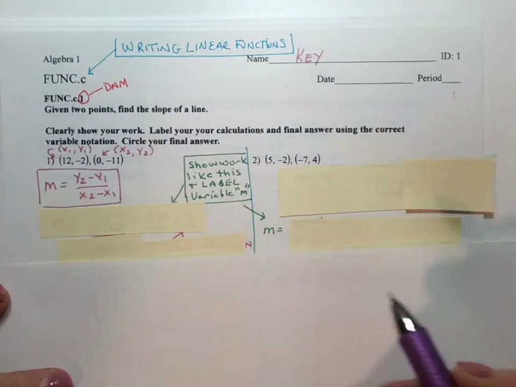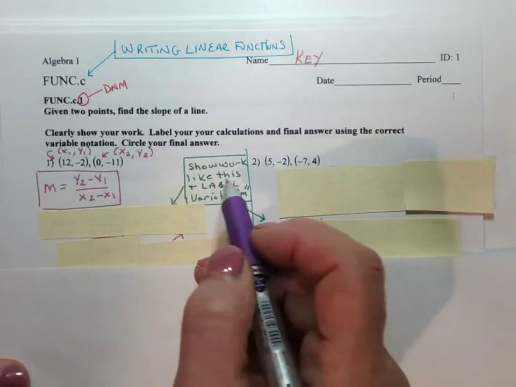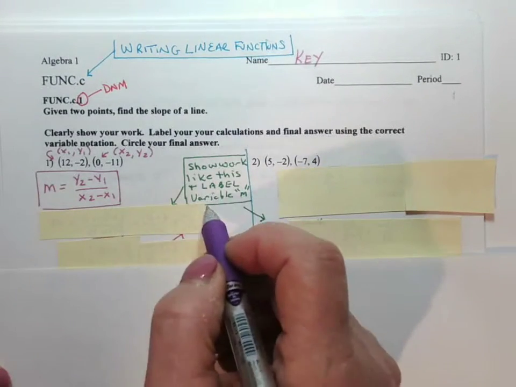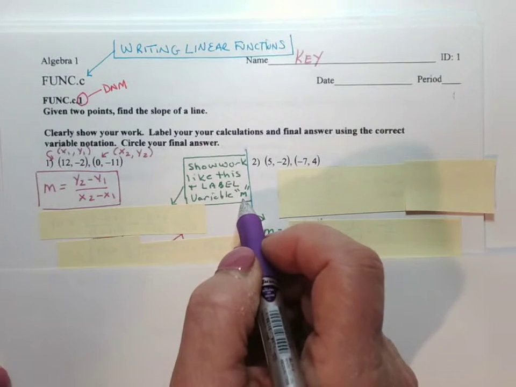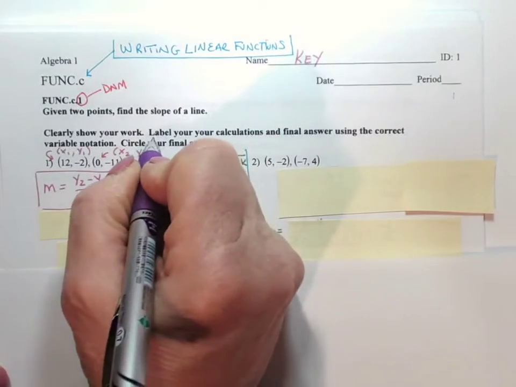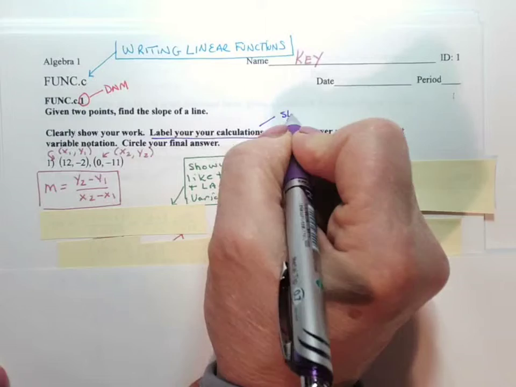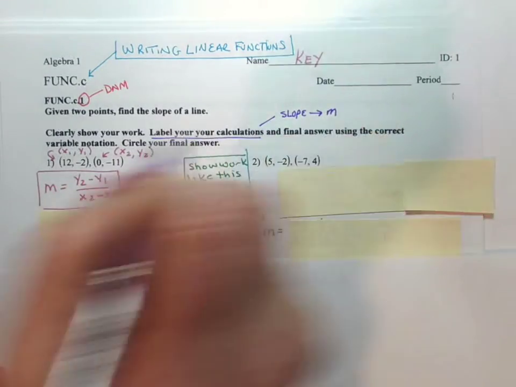Okay, so I'm going to demonstrate the work that you must show. You have to show the work, and you want to use slope is the variable m. Okay, so that's what it means. Label your calculation. Slope is the variable m.